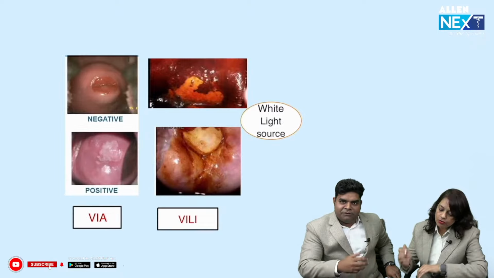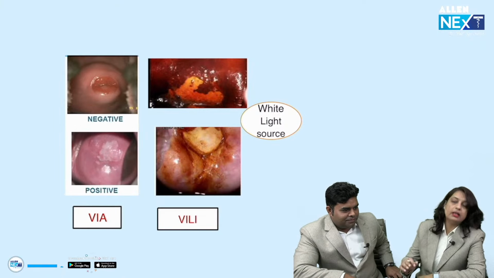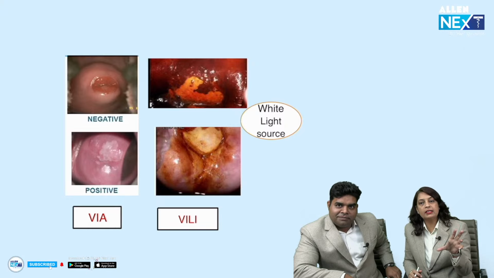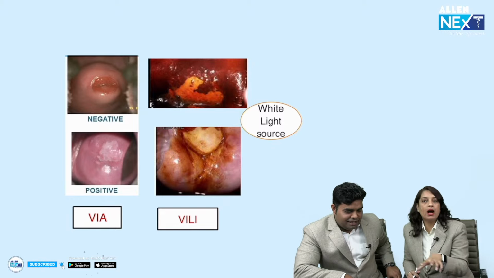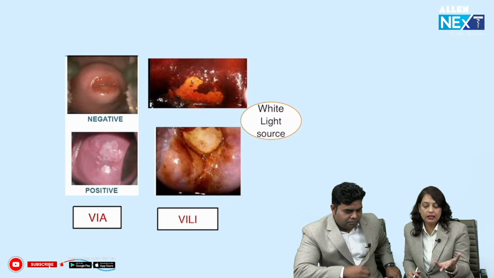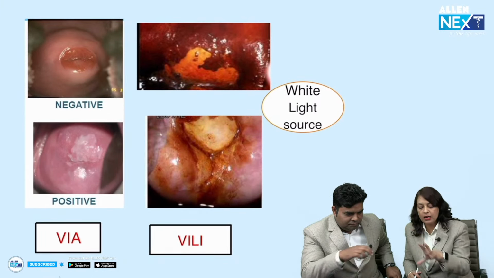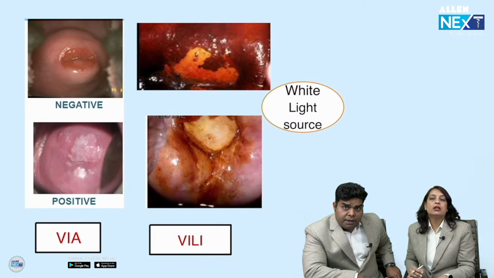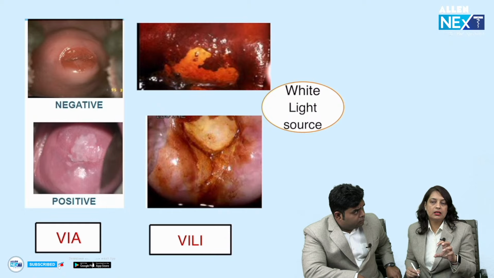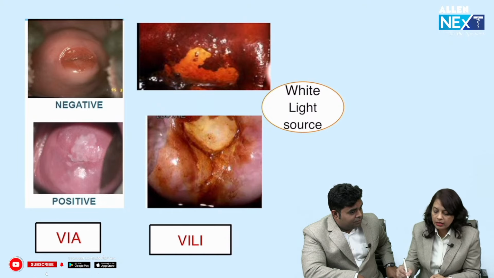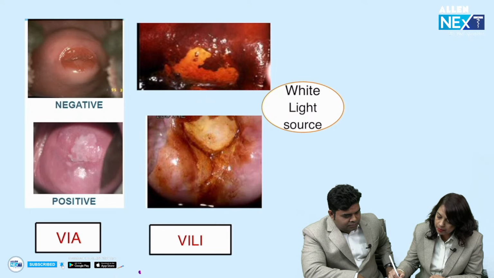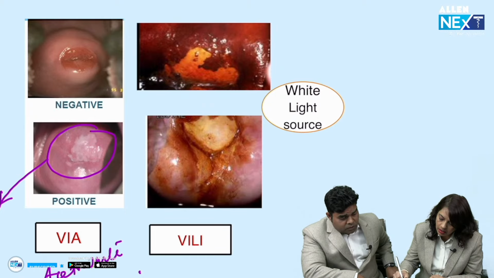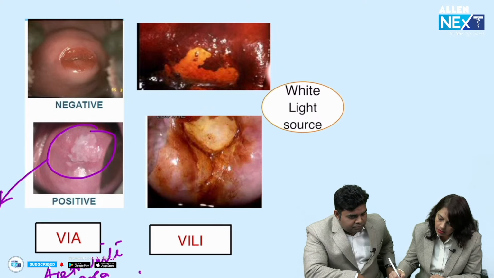Let's see the images. So which is VIA and VILI? VIA is where we apply the acetic acid onto the cervix. We as gynecologists mostly take a pap smear, but this is for mass screening, and we can train the health worker and they can do the mass screening in the larger population. So when we apply the acetic acid onto the cervix, the abnormal cells have abnormal proteins, so they appear as aceto white areas. This is abnormal.